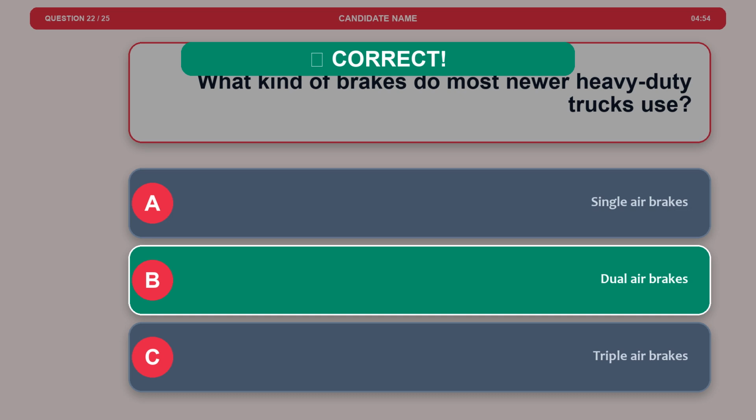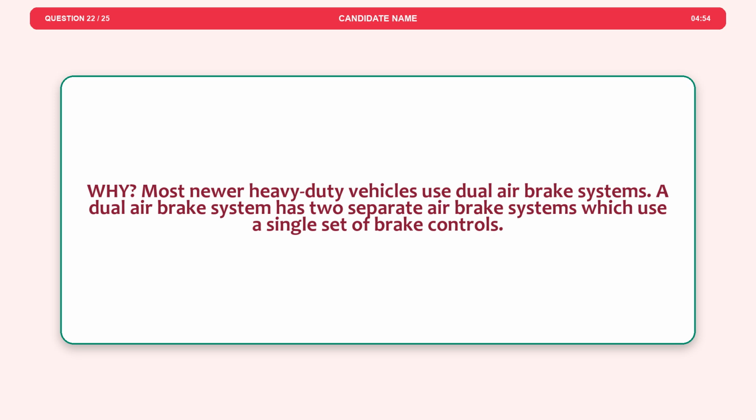The correct answer is option B. Dual air brakes. Explanation. Most newer heavy-duty vehicles use dual air brake systems. A dual air brake system has 2 separate air brake systems which use a single set of brake controls.